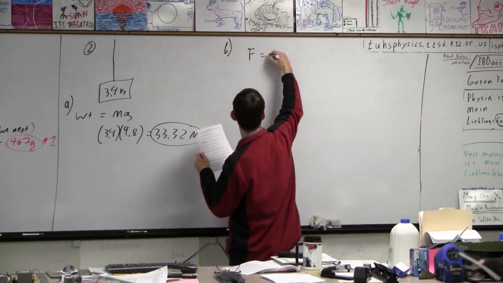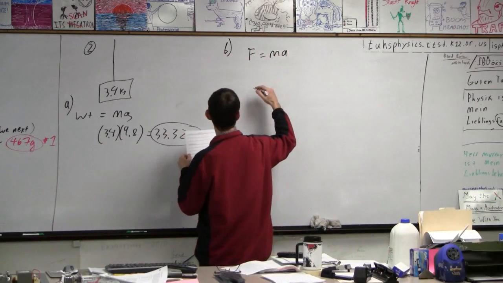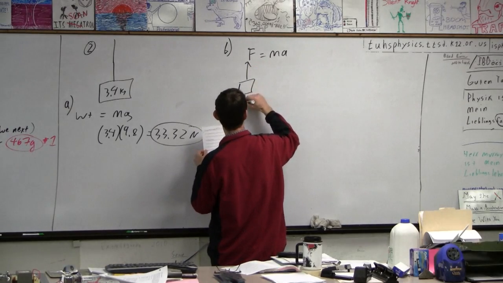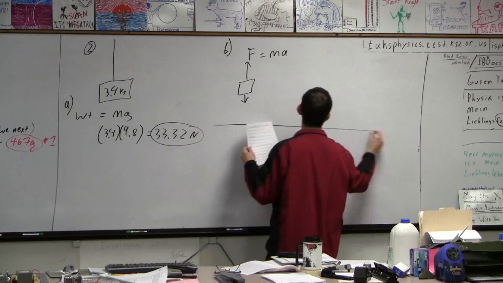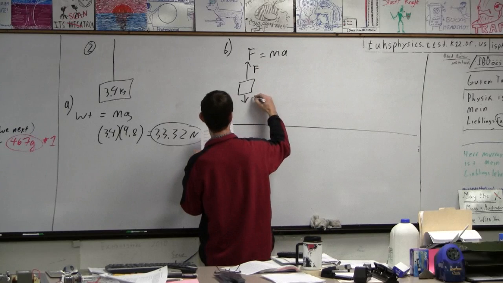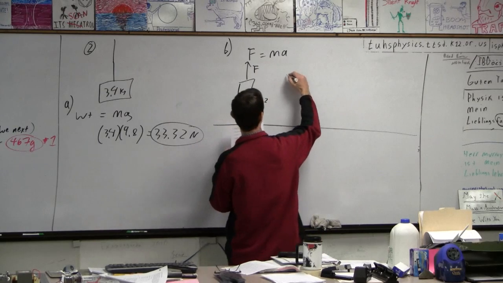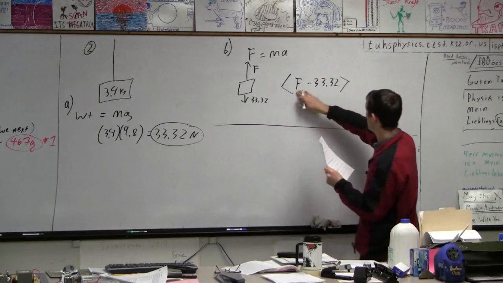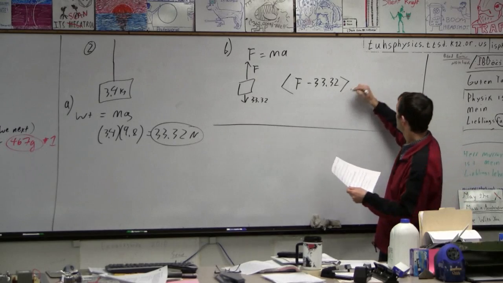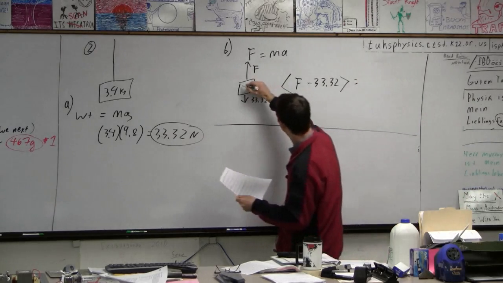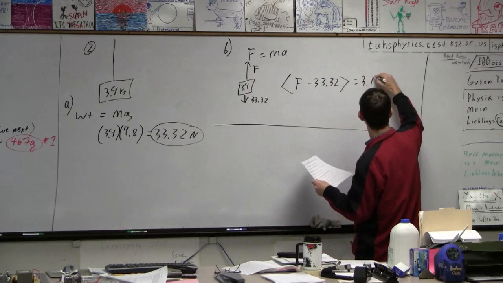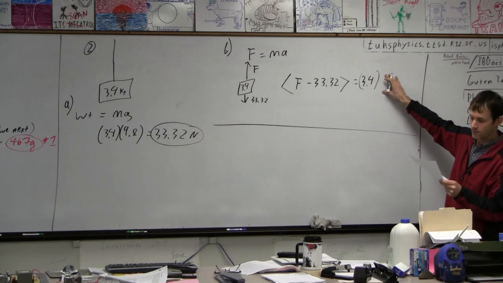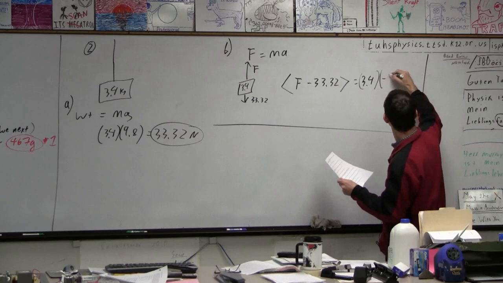Well, we're just going to use F equals ma, right? And so for this mass, there's an upward force and a downward force. This one is unknown. This one is 33.32, right? So we set up our equation, force minus 33.32. Those are all the forces vertically, right? Equals... And what's our mass? 3.4. So it's going to equal 3.4 times the acceleration. And what do we put in for the acceleration? Negative 1.8. There we go.